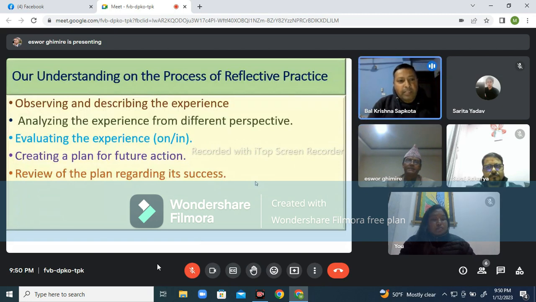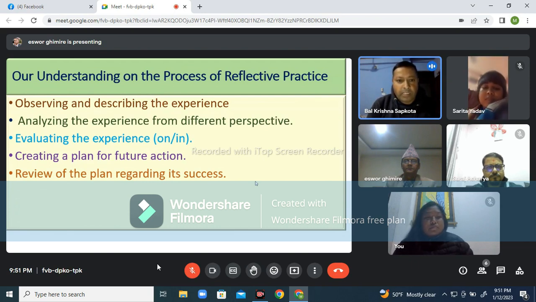Next slide. And similarly, now I'm going to talk about our understanding of the process of reflective practice. What are the stages of reflective practice? So the first step is observing and describing the experience. What I mean to say is that this step involves noting the facts of the situation or describing what happened in as much detail as possible.